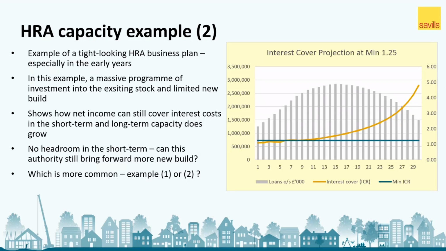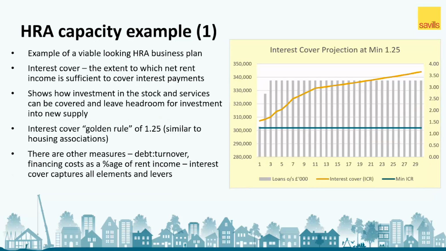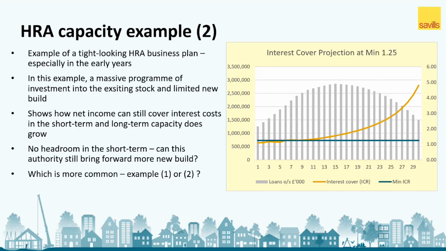So which is more common then? This well-financed authority with future capacity, or, if we go to the second one, this authority with constrained capacity in the first 10 years. Not necessarily anything other than a rhetorical question, so please don't put 120 answers in the chat.